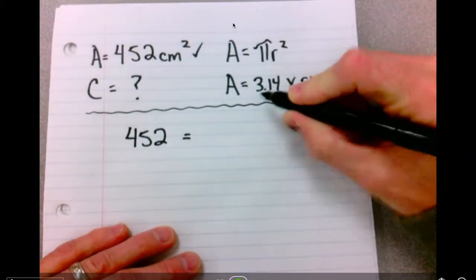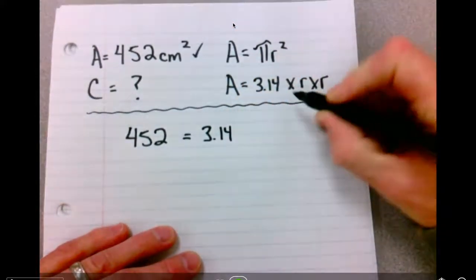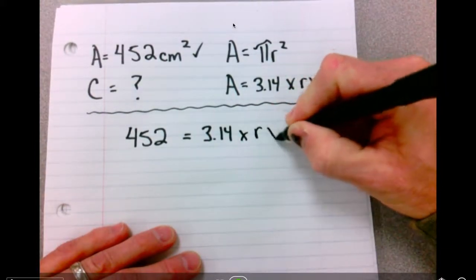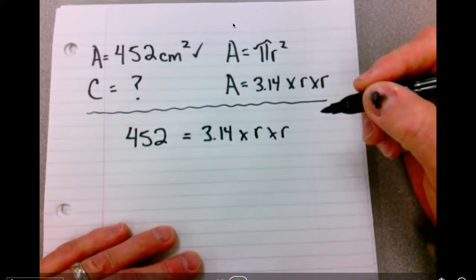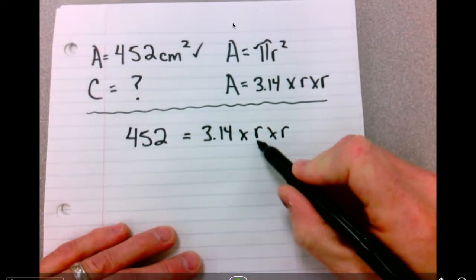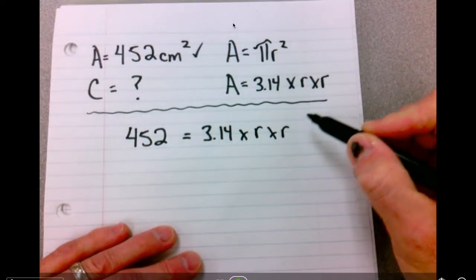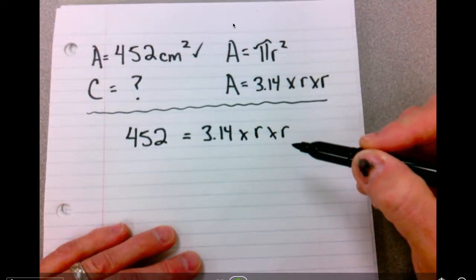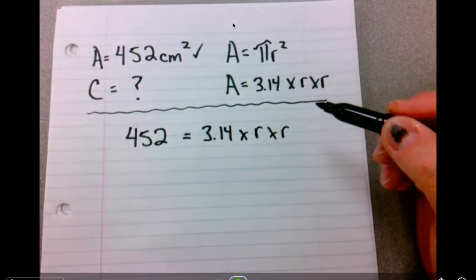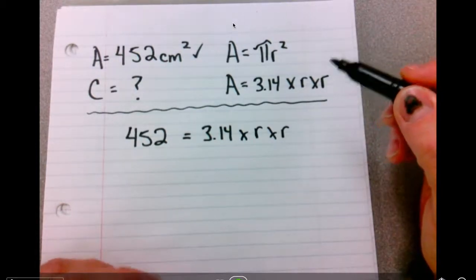equals 3.14 times r squared. So in this case, what we need to do is figure out what r is. Once we know what r is, we know what diameter is, and then we can times that by pi to get circumference. So we'll get to that though.